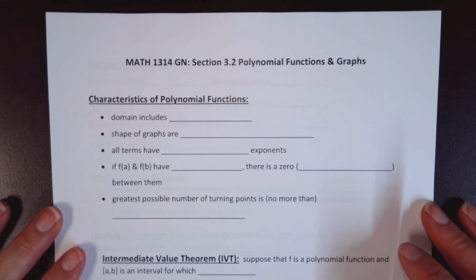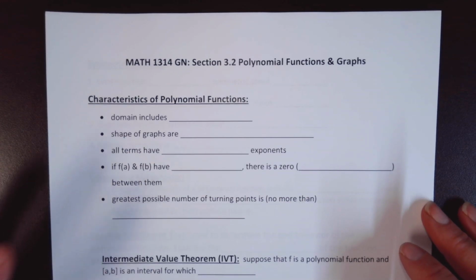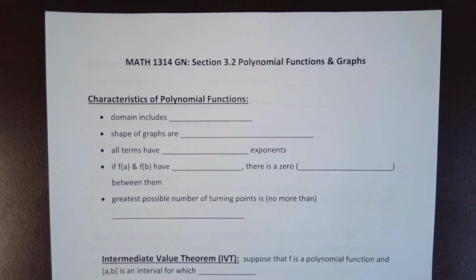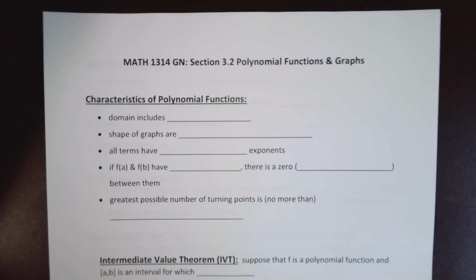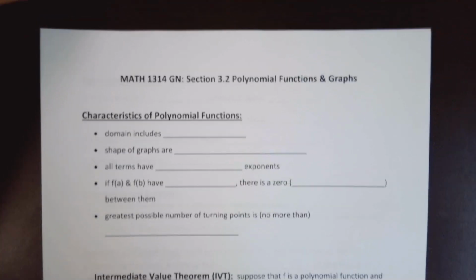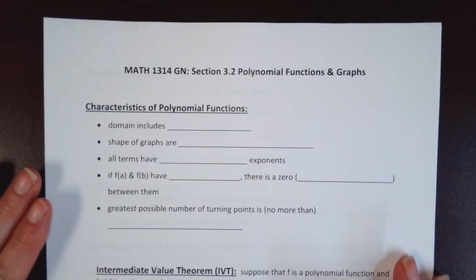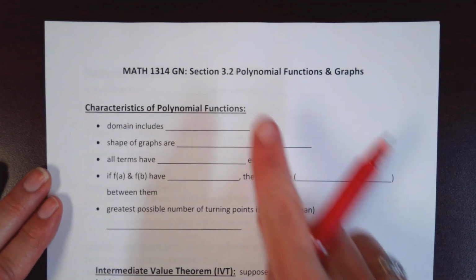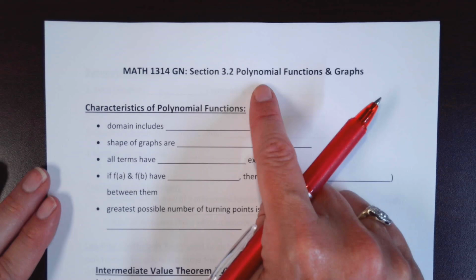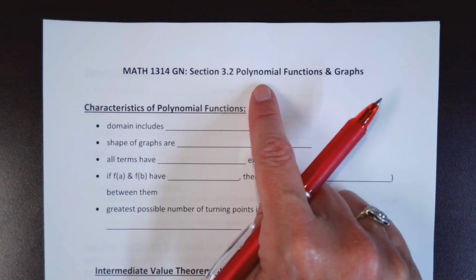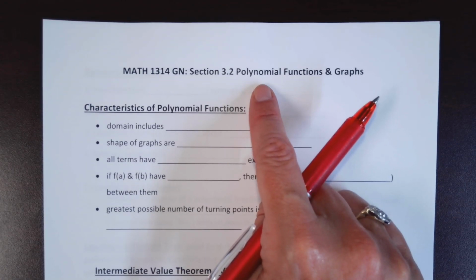Today we're going to focus on section 3.2. We are moving to a bigger group of functions, polynomial functions and their graphs. Our quadratic function is an example of a polynomial function. So things that are true for our quadratic functions in general are going to be true for all polynomial functions.